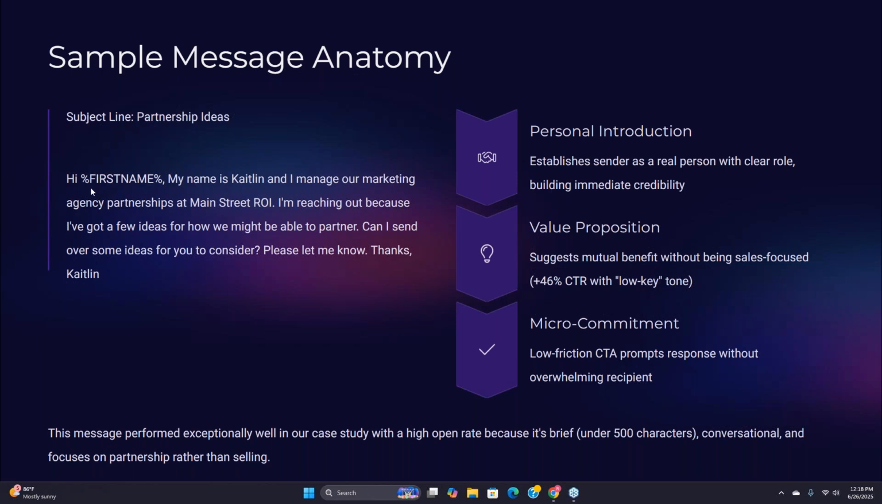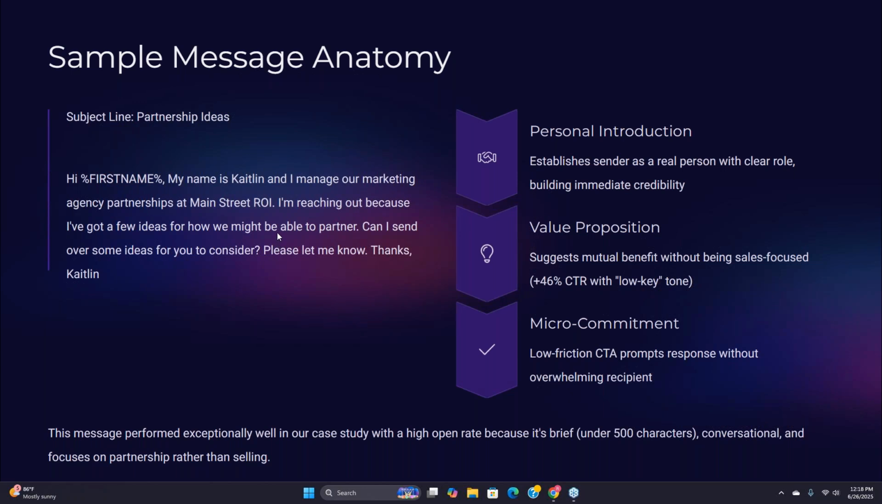And then the message itself: "Hi," let's say Sam. "My name is Caitlin, and I manage our marketing agency partnerships at Main Street ROI. I'm reaching out because I've got a few ideas for how we might be able to partner. Can I send over some ideas for you to consider? Please let me know. Thanks, Caitlin." That's it. Keep it simple.